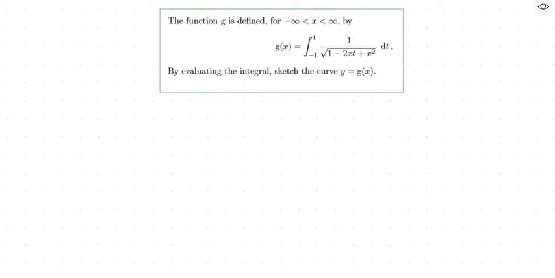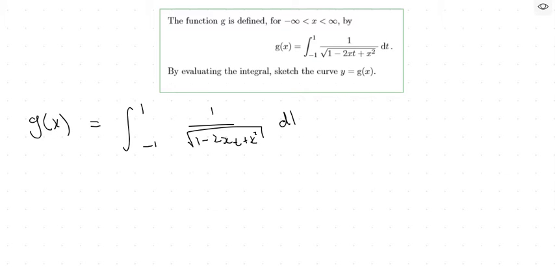Okay, next part of the question. The function g is defined, so the range is all of the real numbers, by g of x is equal to the integral of 1 over root of 1 minus 2xt plus x squared dt. Again, by evaluating the integral, sketch the curve.